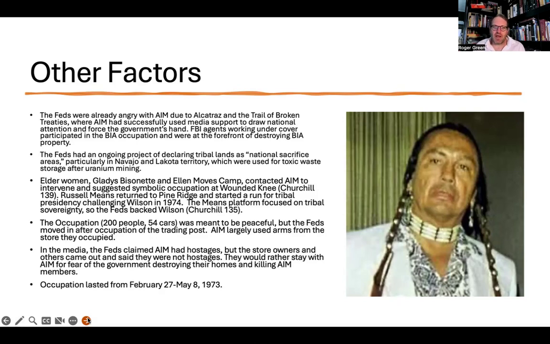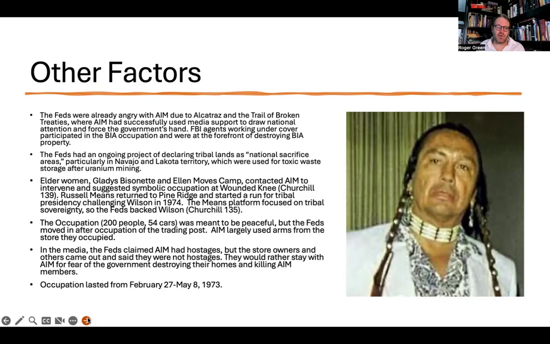Elder women such as Gladys Bissonette and Ellen Moves Camp contacted AIM to intervene and suggested a symbolic occupation at Wounded Knee. Russell Means returned to Pine Ridge and started to run for tribal presidency, challenging Wilson in 1974. The Means platform focused on tribal sovereignty. So the feds backed Wilson against Russell Means because they hate the American Indian Movement.